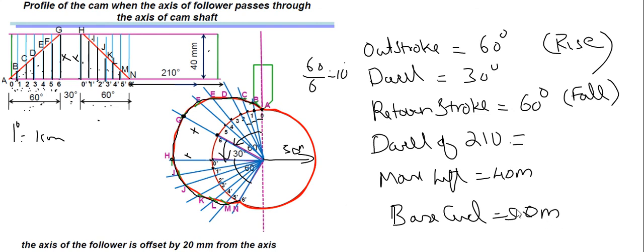Here, let's take the base circle to be of 50 mm radius. So if you draw a 50 mm radius here, then you should place the cam vertically above the center. Then from there you mark the outstroke, dwell, return stroke. Then you divide the same length as you divided in the displacement diagram. So divide into 6 equal parts. Then trace those 6 equal parts on the periphery of the circle.